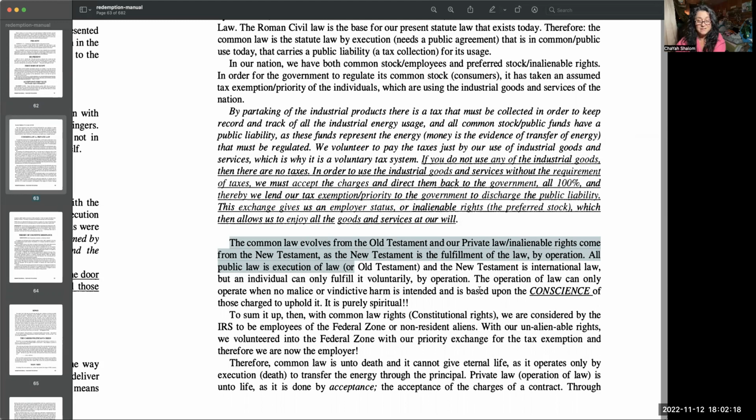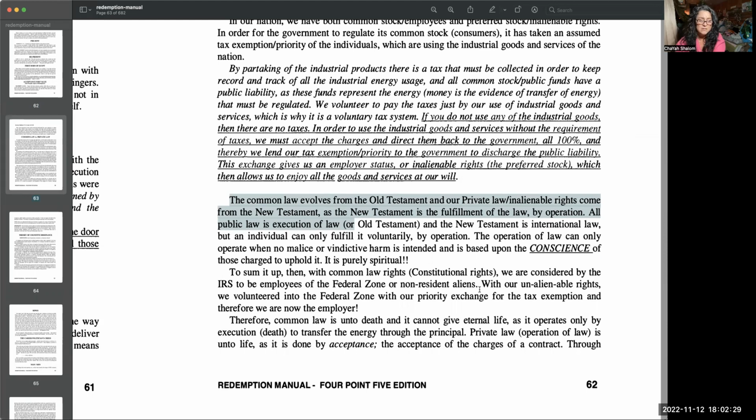Huh? I don't get that. As the New Testament is the fulfillment of the law by operation, all public law is execution of law, or Old Testament. I don't know. And the New Testament is international law. Is that right? But an individual can only fulfill it voluntarily by operation.